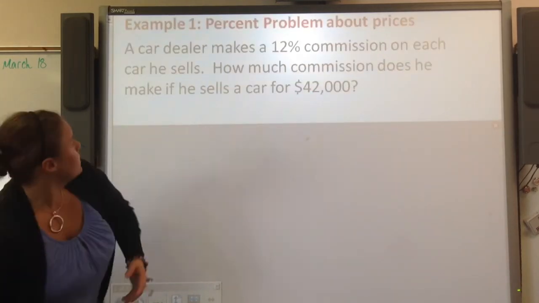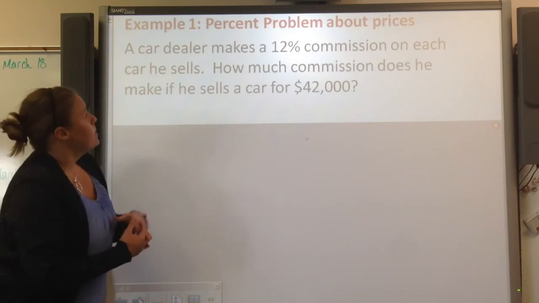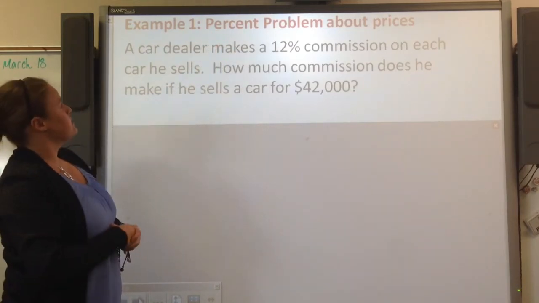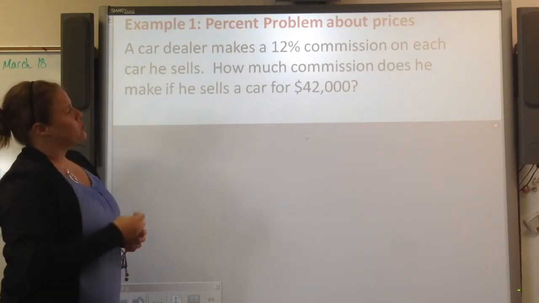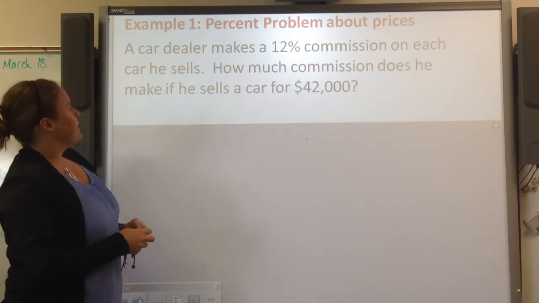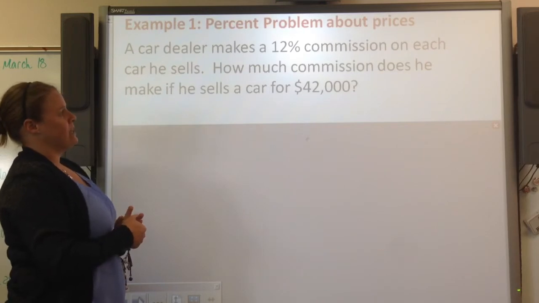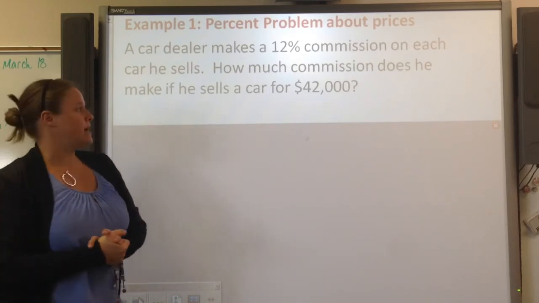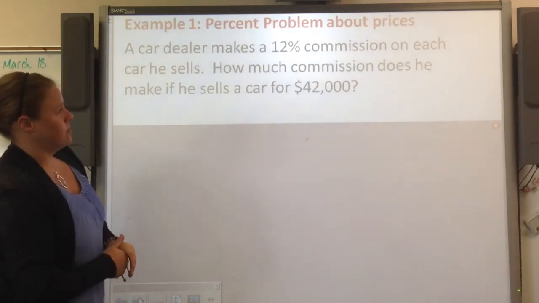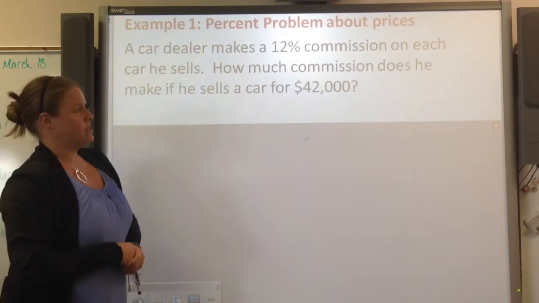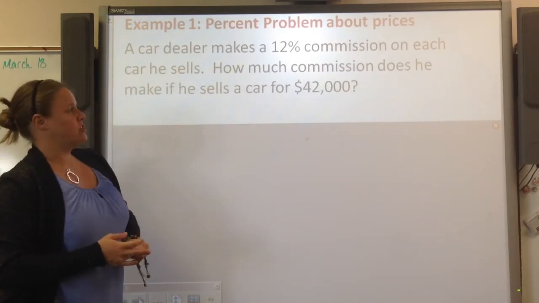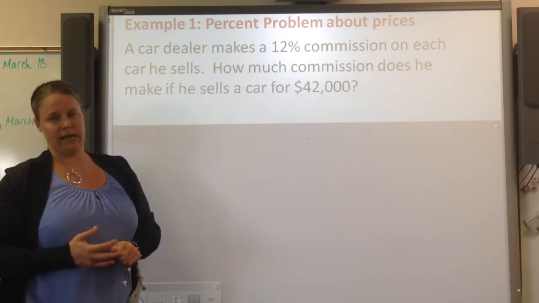So, example 1. Percent problems about prices. A car dealer makes 12% commission on each car he sells. How much commission does he make if he sells a car for $42,000? So again, a car dealer makes 12% commission on each car he sells. How much commission does he make if he sells the car for $42,000?